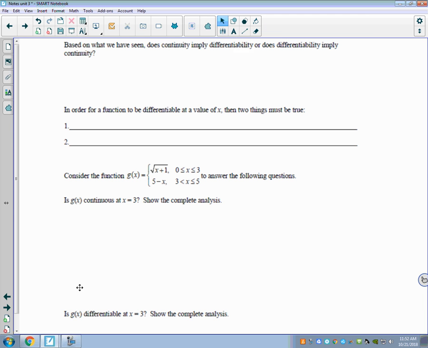Okay, so it says, based on what we've seen, does continuity imply differentiability, or does differentiability imply continuity? Remember that even if your function's continuous, like we saw, it could still have a cusp. So it's not going to be that way. In order for a function to be differentiable at an x value, it must be continuous.